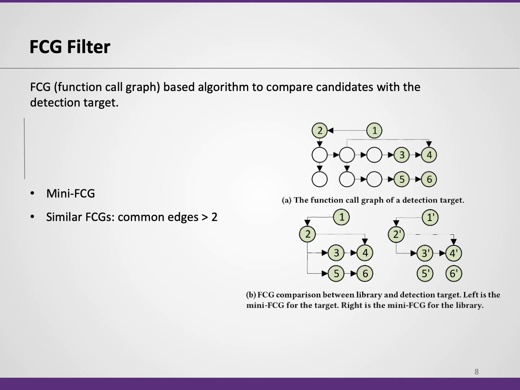The mini FCG formed by similar functions in the library is shown on the right of subfigure B2. Mini FCGs are formed by similar functions. It means that nodes are similar. Therefore, we calculate the number of common edges as the similarity score.